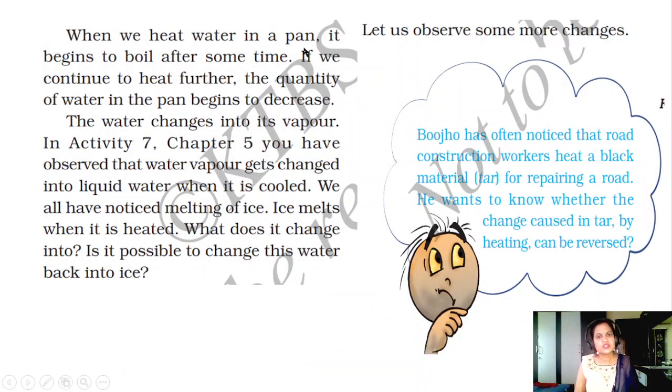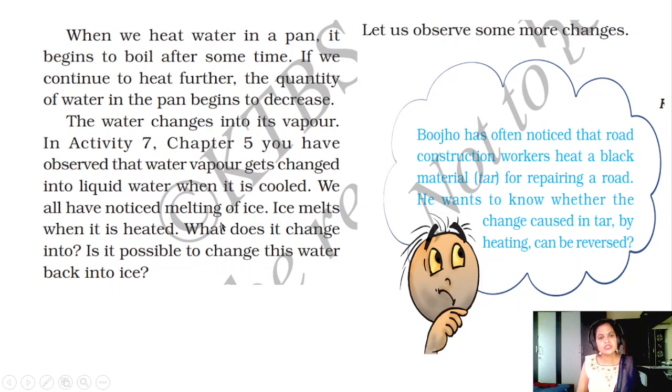When we heat water in a pan, it begins to boil after some time. If we continue to heat further, the quantity of water in the pan begins to decrease. Why? By evaporation of the water. The water changes into its vapor. In activity 7, chapter 5, you have observed that water vapor gets changed into liquid water when it is cooled. That is called condensation.